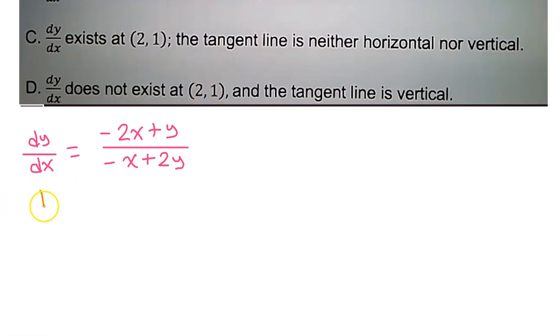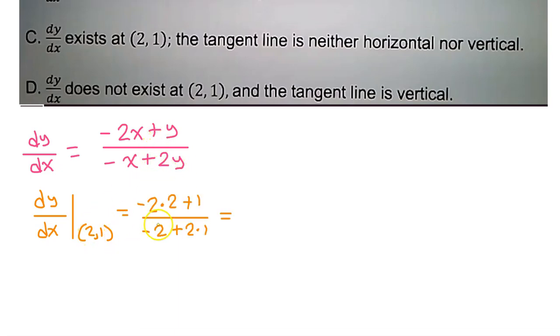Let's practice using our proper notation. dy/dx at the point (2, 1). And now we are allowed to plug in 2 for x and 1 for y. We get this, which is -4 plus 1, that's -3, over 0. Aha! You can't divide by 0.